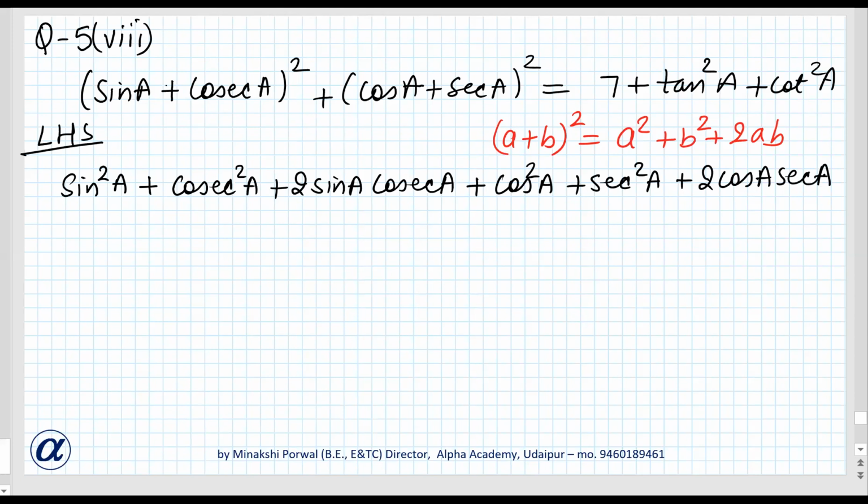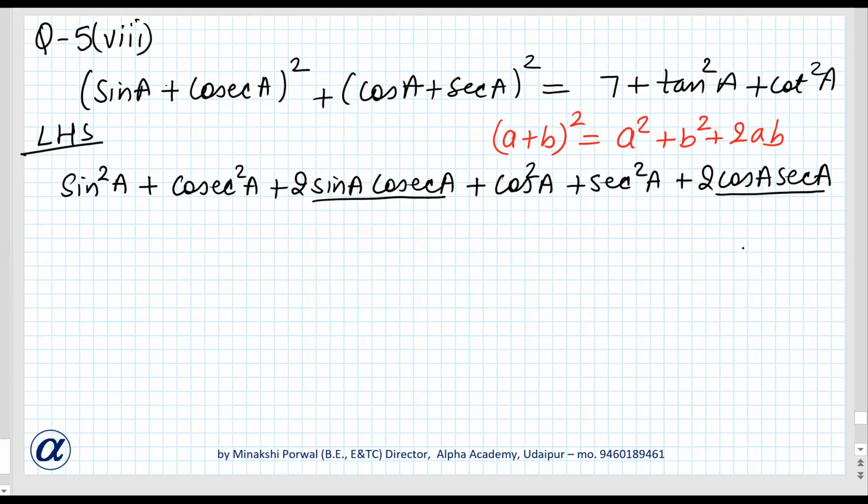Okay. Can anybody tell me what is sin a into cosec a? Very good. And what is cos a into sec a? That is also 1. Why is it 1? Because cosec a is 1 by sin a, so sin a and sin a cancel. Similarly cos a into sec a, sec a is 1 by cos a, so this and this cancel. It is also 1.